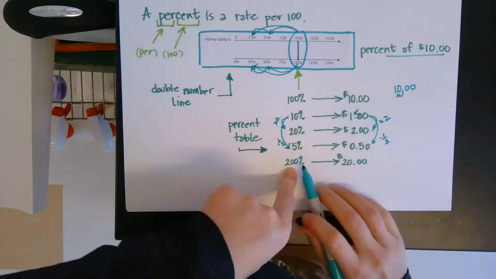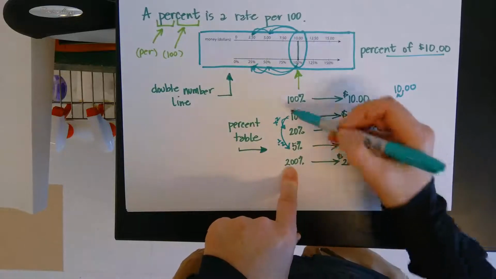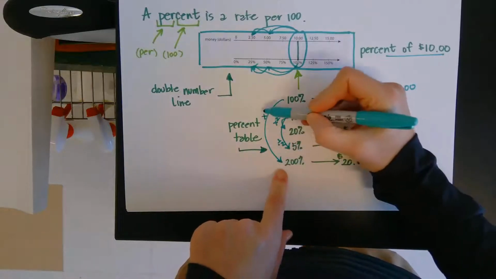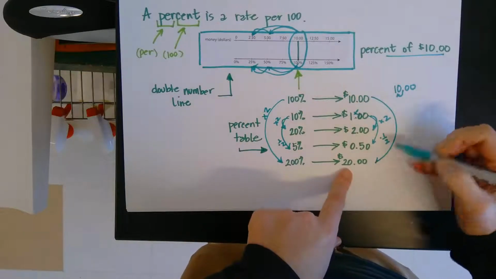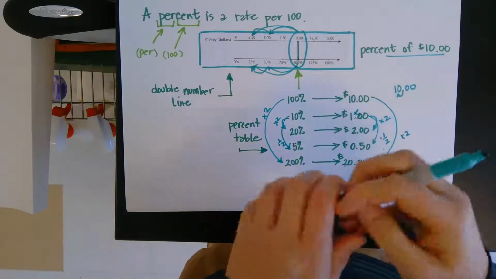And we can even go larger than 100%. So 200% is twice as much. It's like doubling that 100% amount. And so if I double my $10, I get $20.